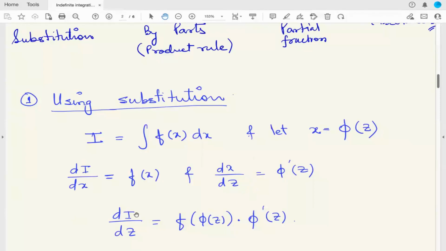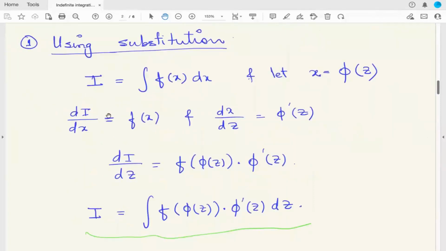So here we get dI by dz. This also, by cross multiplying, we get the same thing: dx by dz is equal to phi dash z. So if we cross multiply it, we get the elementary element in terms of dz, because f is a function of x, so its elementary element will be dx, and x is a function of z, so its elementary element will be dz. If it is not understood, examples will come ahead, and everything will become clear from them.